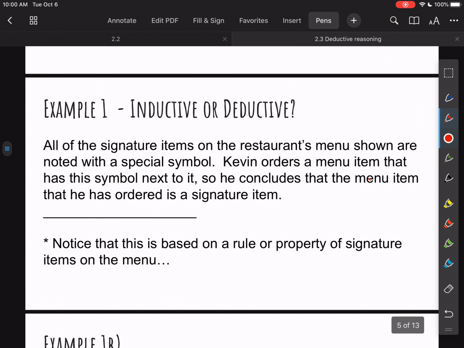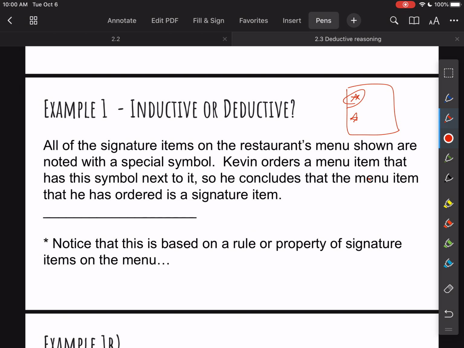Let's look at example 1. It says all of the signature items on the restaurant's menu are shown. There's a picture in your textbook, and there's some kind of special star or something next to signature items. They have a special symbol. Kevin orders a menu item that has this symbol next to it, so he concludes that the menu item that he has ordered is a signature item.